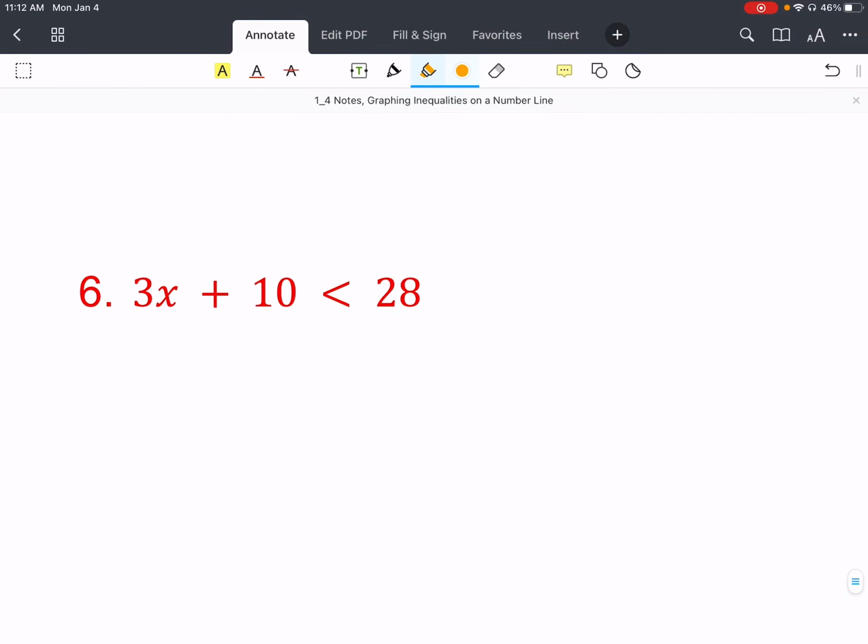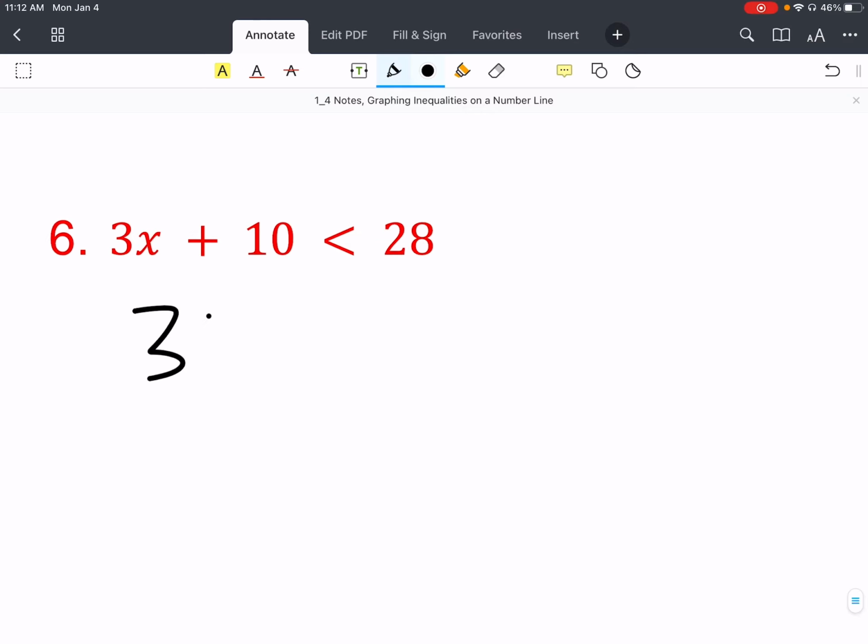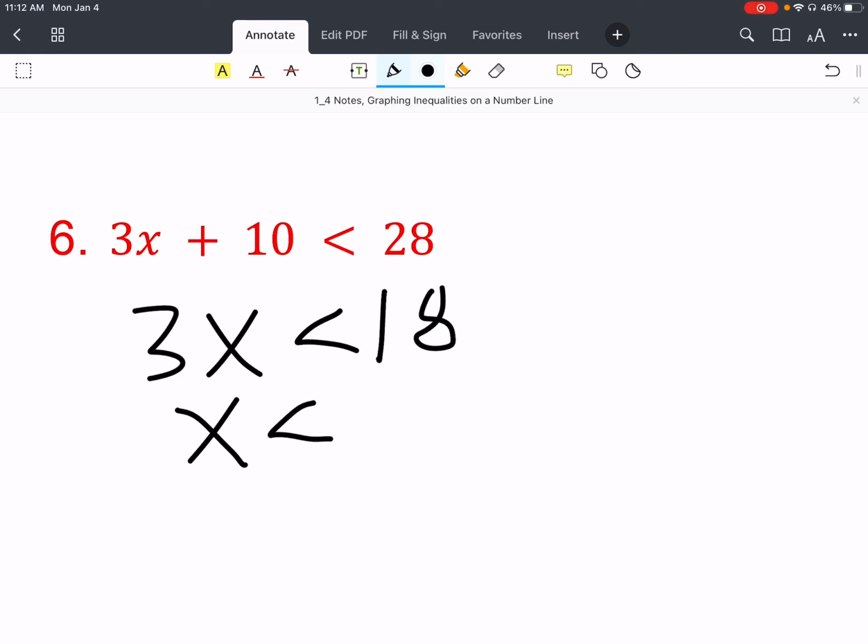Last problem. Pause it and try it. Okay. 3x ends up being less than 18 after we subtract 10 from both sides. Divide both sides by 3. X is less than 6.